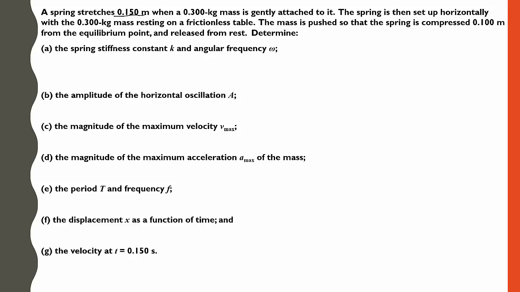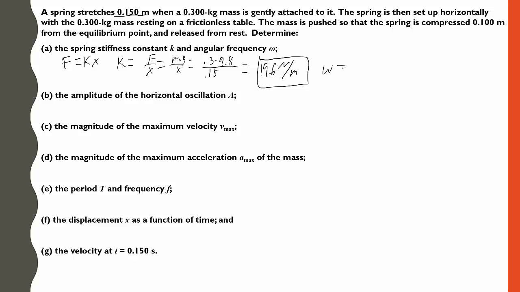Okay, spring constant, we can use F equals kx for this. And so k equals F over x. F is going to be gravity on this, so mg over x, so 0.3 times 9.8 divided by the amount it stretched, 0.15, and that works out to be 19.6 newtons per meter is our spring constant. Then we want to find omega. Once we have the spring constant, omega is easy, it's just root k over m. So root 19.6 over the mass here, 0.3, and that works out to be approximately 8.08 radians per second is the angular frequency of this thing.